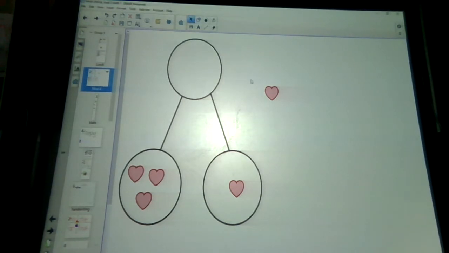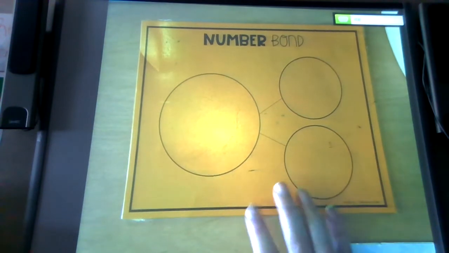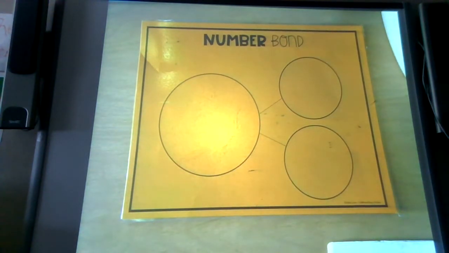I noticed that there are 3 hearts in this circle, and that there is 1 heart in this circle. There are still 4 students because 1, 2, 3, 4. So all of our students are still shown. Now they're just in 2 different parts. Let's draw what happened on our board. So I'm going to switch over to my board. And now I'm going to draw a picture of what happened in our problem.